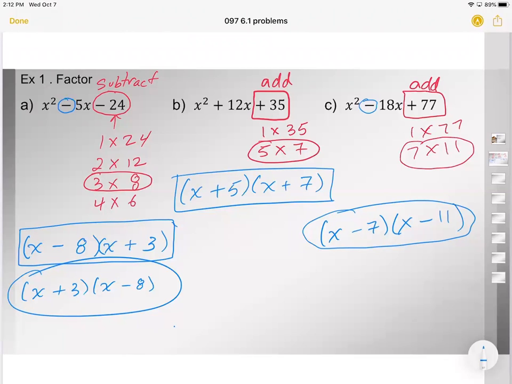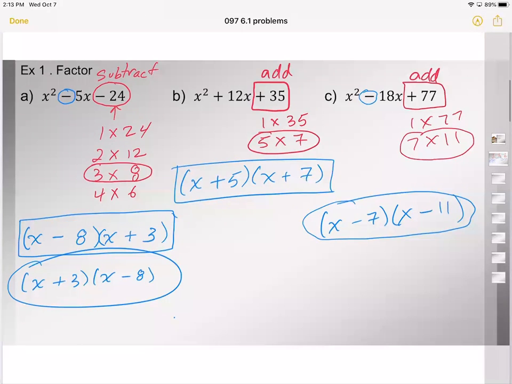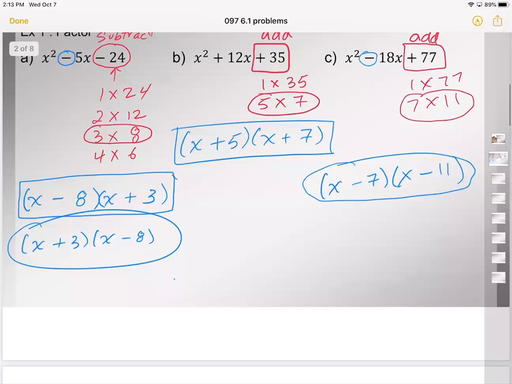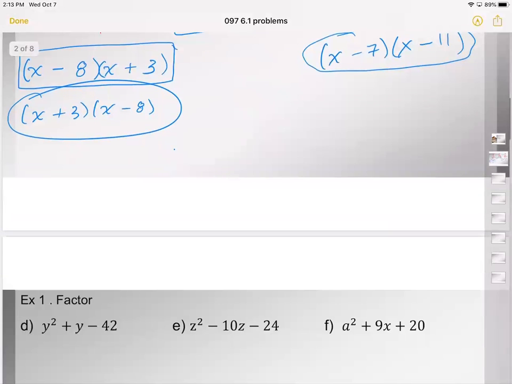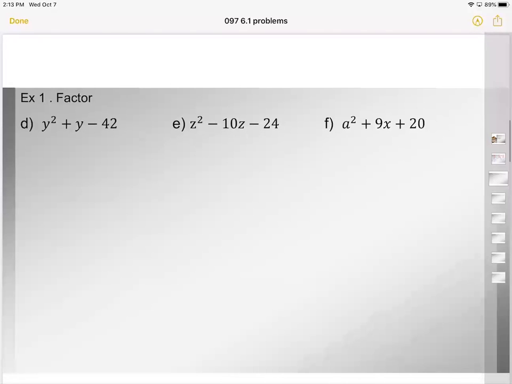Reminder, in order for you to factor, if the last term is positive, we think in terms of addition. If the last term is negative, we think in terms of subtraction. And if it's subtraction, they will have opposite signs, because in order for you to add, they have to have the same sign. In order for you to subtract, the two have to be opposite. So let's take a look at D, E, and F.